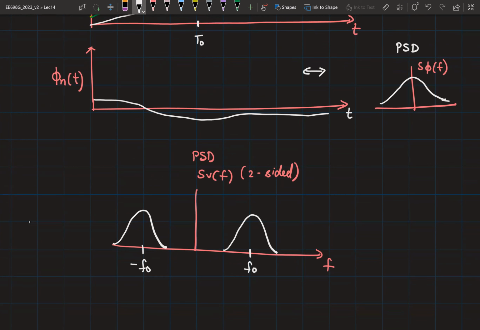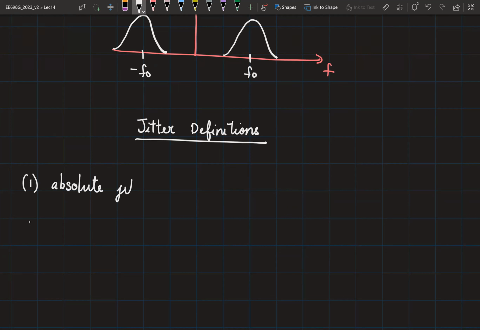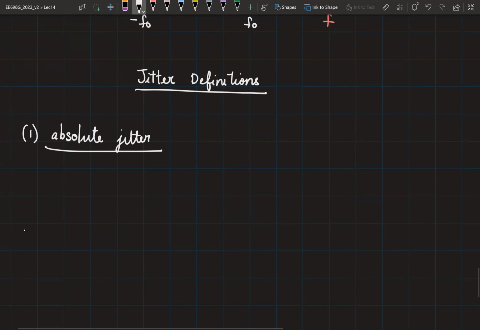Okay. So when we deal with jitter, there are several definitions for jitter. So let us look at them one by one. The easiest definition has been the one that we have used so far, wherein we simply talk about the absolute displacement of the real edge with respect to an ideal edge, right? So this is called absolute jitter. So let me now consider two clock signals. Let's say I have some clock signal, clock one, which is jittery.